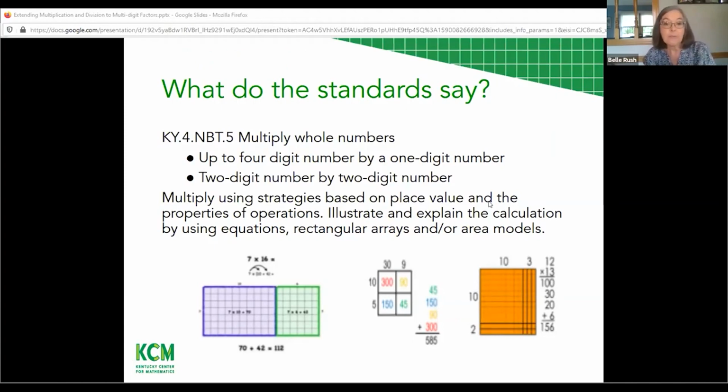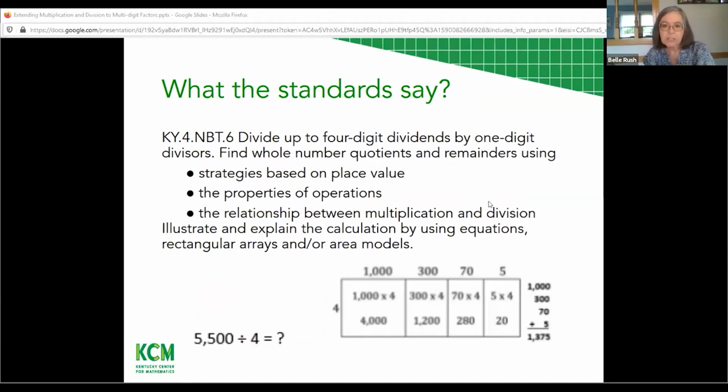All right, in fourth grade with division, the standards say to divide up to 4-digit dividends by 1-digit divisors with whole numbers and remainders using, again, those strategies based on place value, use properties of operations, use the relationship between multiplication and division. And we want lots of illustrations where kids can see and make connections to the equations with rectangular arrays and area models.